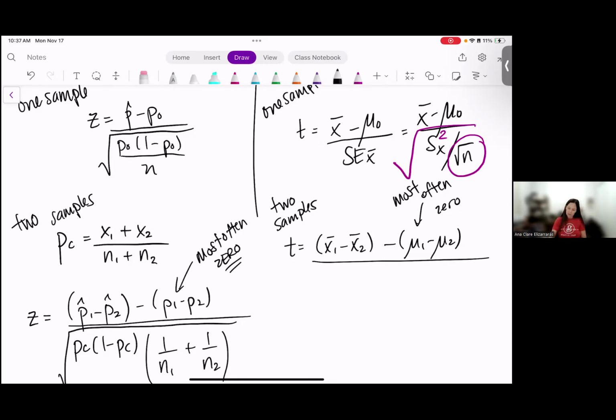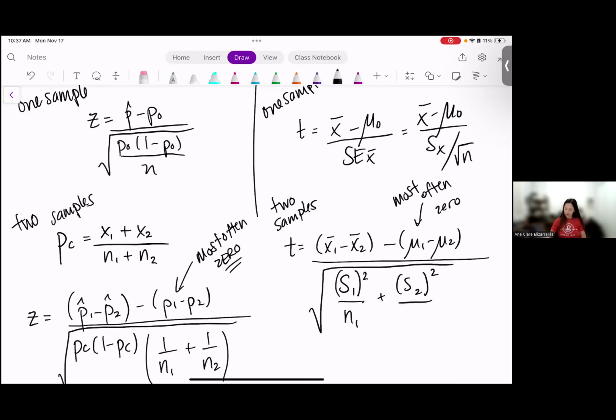So what you would see here in this two samples is the standard deviation of the first sample squared divided by the first sample size, and then the standard deviation of the second sample squared divided by the second sample size.